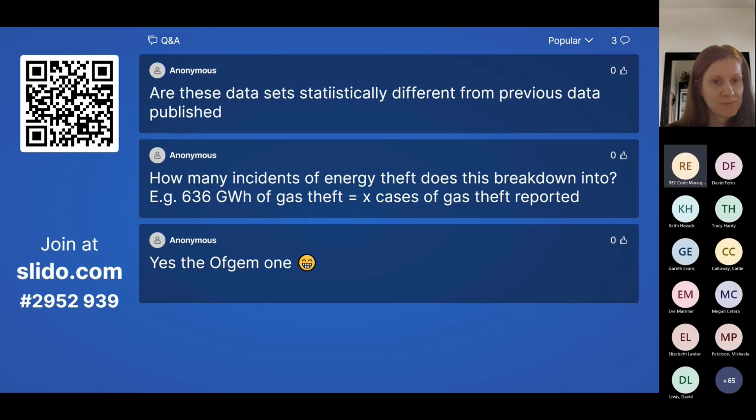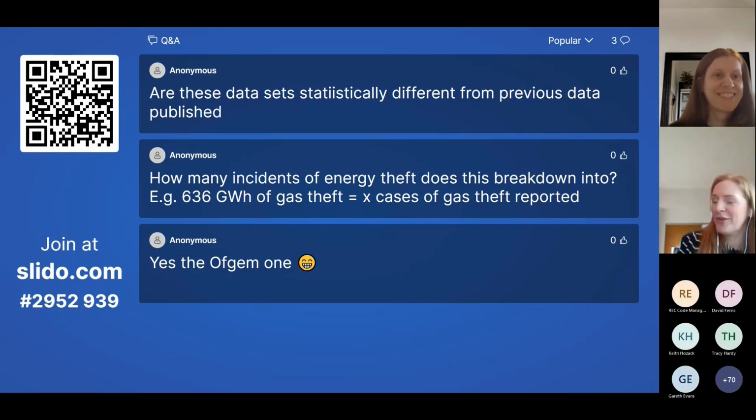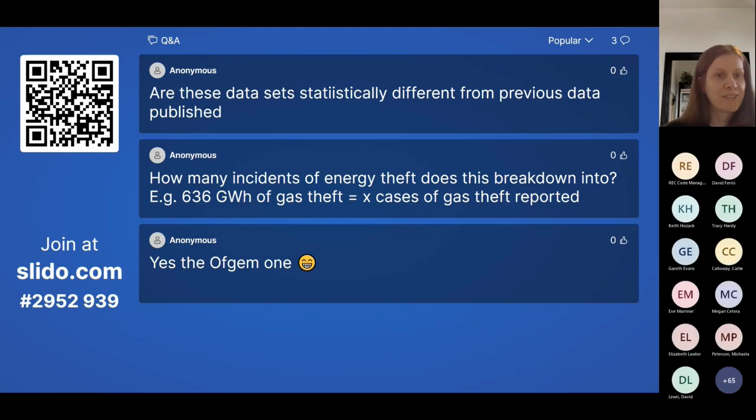Then next question: how many incidents of energy theft does this break down into? For example, 636 gigawatt hours of gas theft equals X cases of gas theft reported. Yeah, sorry, I don't have that to hand, but it is in the full report. We've got the breakdown of the confirmed cases within that. So apologies, I don't have it to hand just now, but we will be able to share that through the report. We'll take all these questions away and we can confirm the ones that we've not been able to answer today after the event.